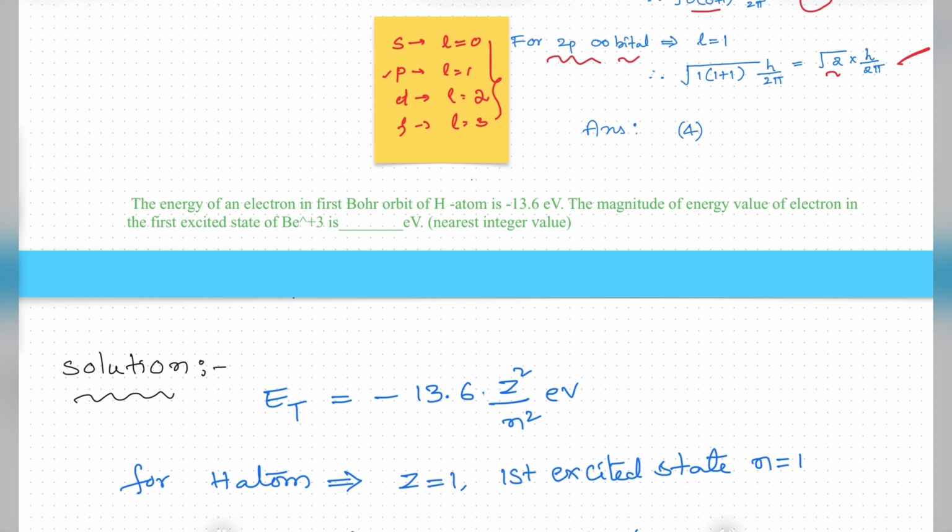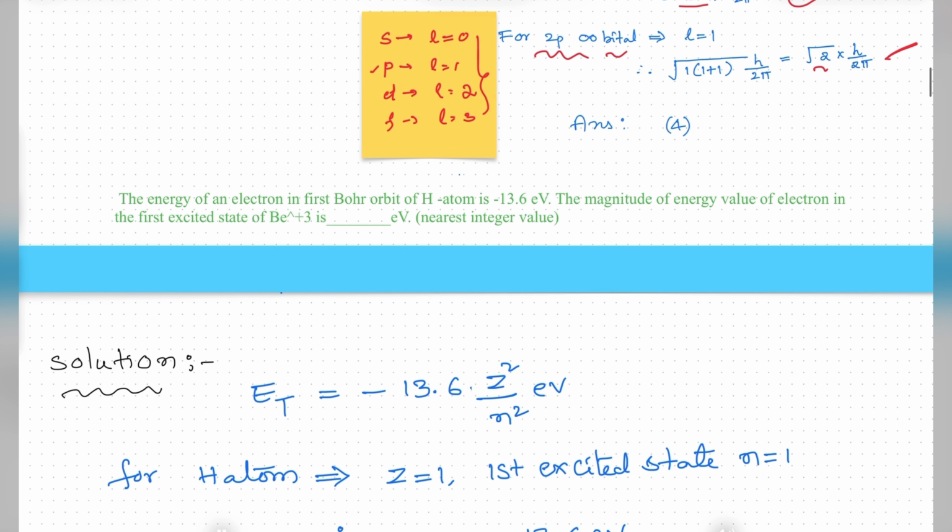The energy of an electron in the first Bohr orbit of a hydrogen atom is given as minus 13.6 electron volts. That is about Bohr's orbit. The magnitude of the energy value of an electron in the first excited state of the beryllium plus 3 ion is given in electron volts. We require the nearest integer value. That is a numerical question. Don't forget this.